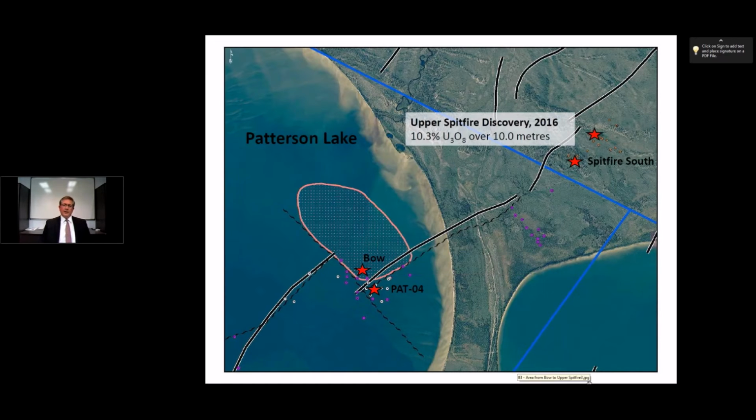And then, not finally actually, but at the beginning of this year, we again hit another discovery hole further north, 10.3% over 10 meters. And you can see that what we were focusing on at that time, again, was that offset in the conductor and that break in the underlying structure that indicated an area of complexity where there may be a proper trap for mineralization.